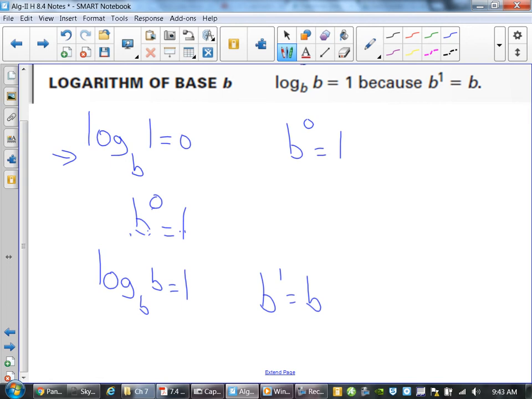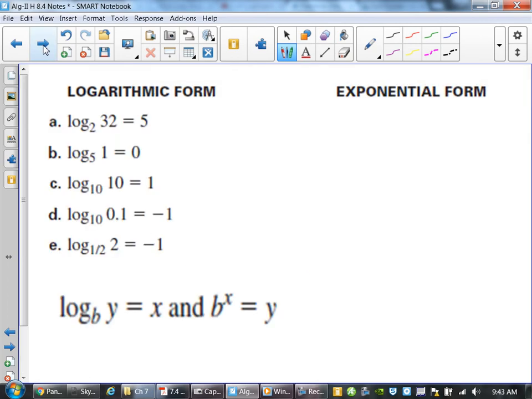And like I said, these are what you call equivalent statements. So let's spend some time talking about writing them from what's called logarithmic form to exponential form. We're going to write things from logarithmic to exponential. So logarithmic is your log base b of y equals x, and your exponential is b to the x equals y. That's what it means to rewrite between logarithmic and exponential.